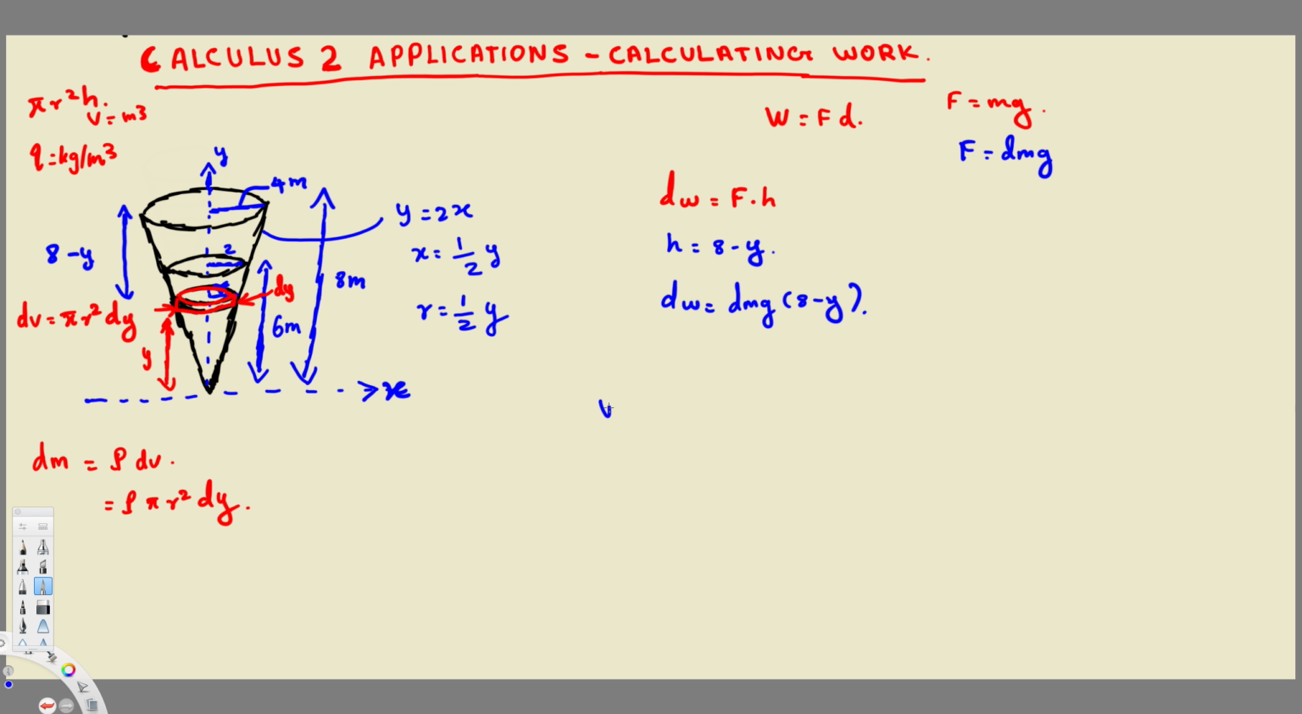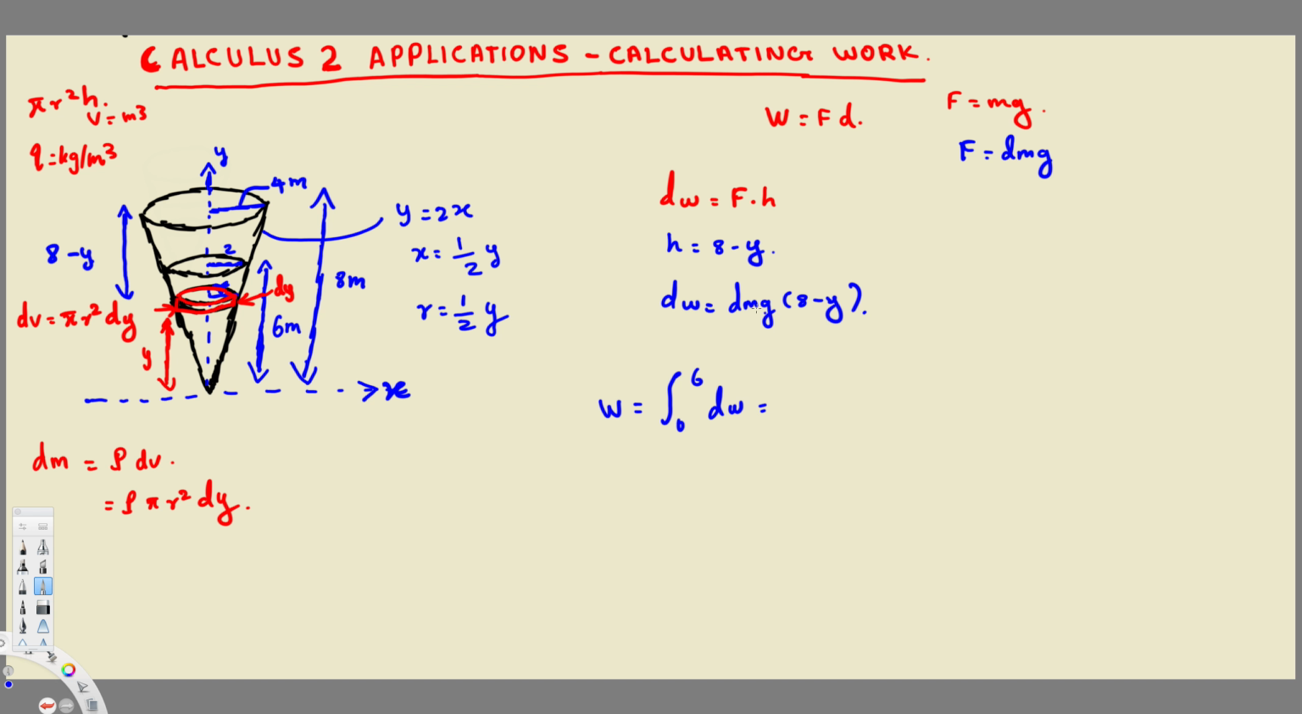Let's find the work. We are going to cut each part of this water into small pieces and calculate how much work is required to bring the whole water out of the system. To do that, we integrate from 0 to 6, because the height of the water is 6 meters. So the limits of integration are 0 to 6 of dW.